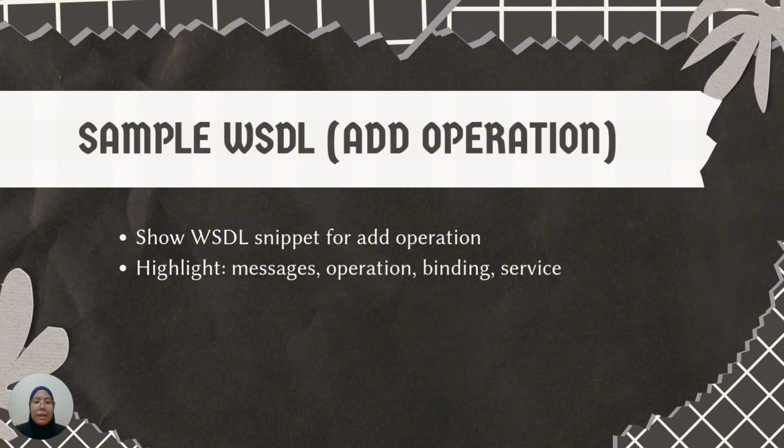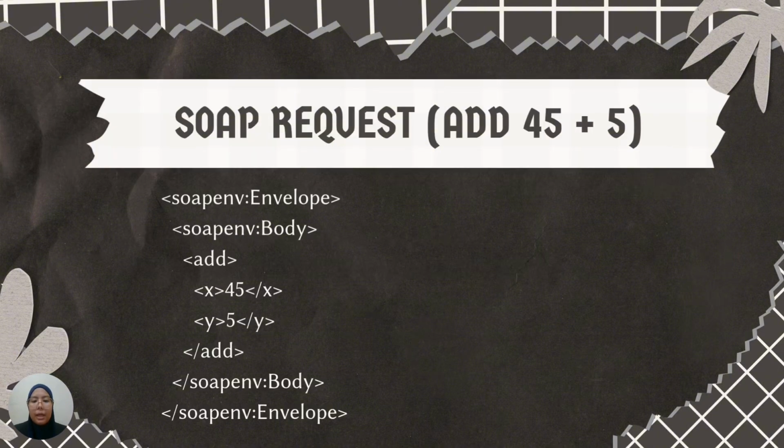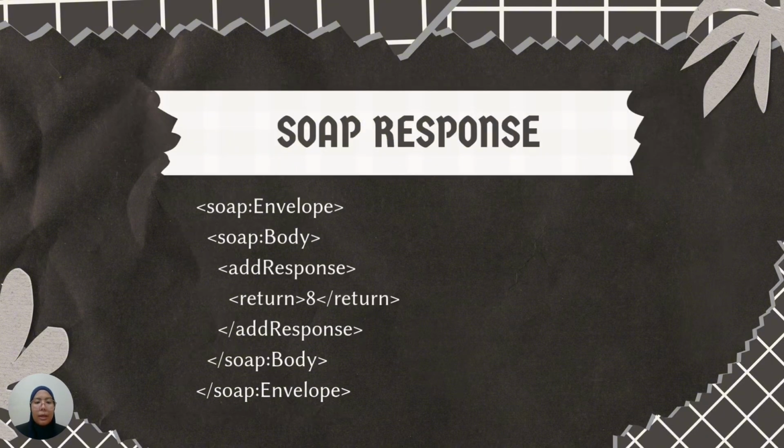So this is a sample WSDL for the add operation that I will show later in the presentation. We show the WSDL snippet for the add operation and highlight the message, operation, binding, and service. Next, the SOAP request: add 45 plus 5. So that is the code for the SOAP request, and next is the SOAP response.